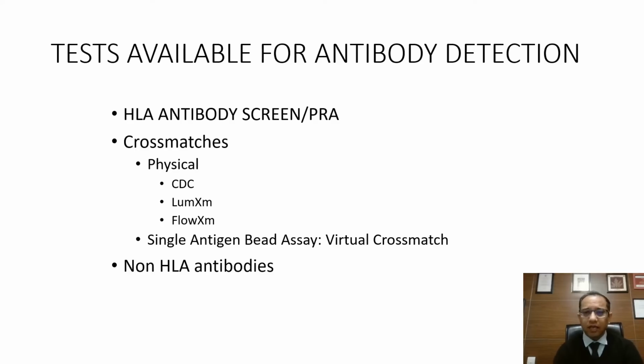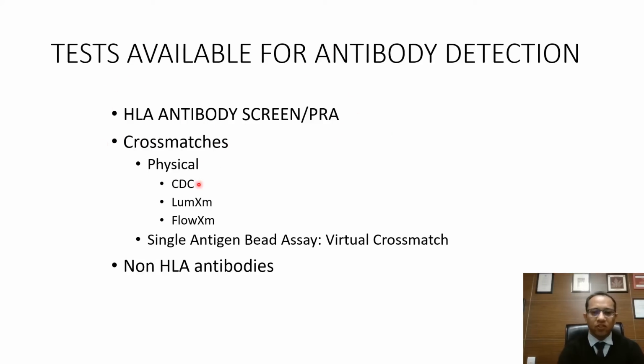So how do we detect this antibody? We have the HLA antibody screen or the PRA, which is going to give you an indication of whether the antibody is present or not present. So if it is present, obviously, then there is some antibody. It could be donor specific or non-donor specific. PRA or panel reactive antibody is also a test which gives you a percentage of how much is the reactivity. So either of the two you can employ as a first test, and then you go for a cross match.